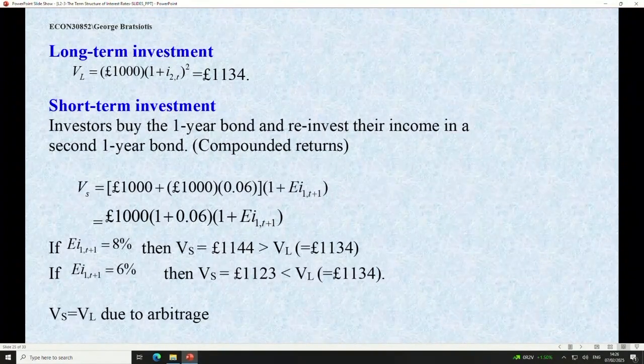So I have my £1,000 times the 6%. Can you see that? So this one here, if I take 1,000 out, is 1 plus the 6%. Okay, I know that because I will be given that. But then I'm going to reinvest all that to another gross interest payment of 1 plus the expected interest rate of the 1-year bond in the following period, the t plus 1 in the second period. Are we happy with that? So that's what you do.